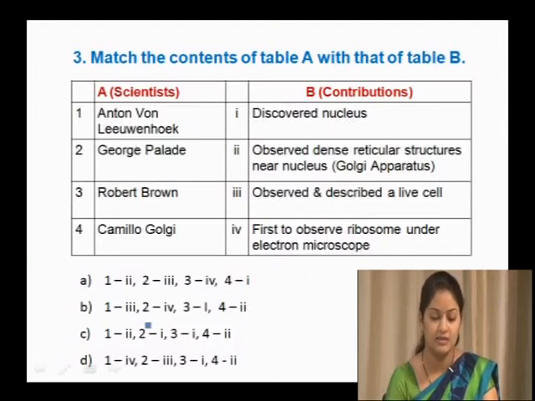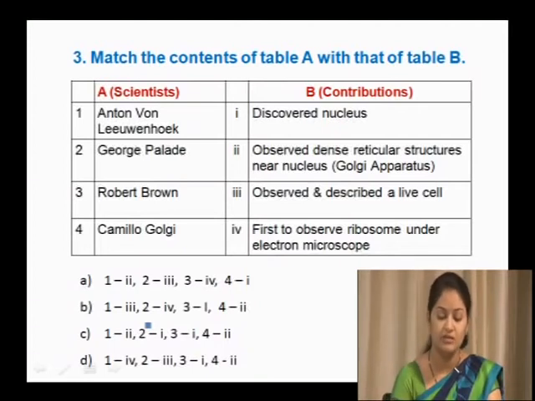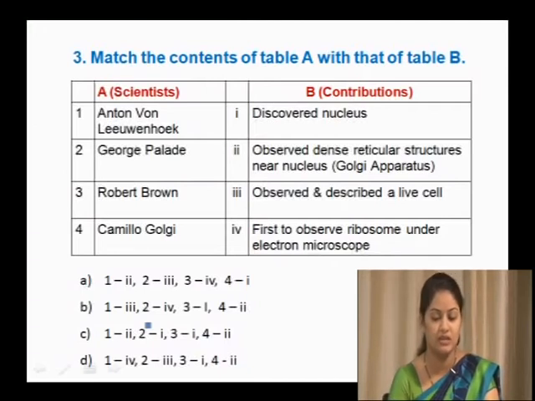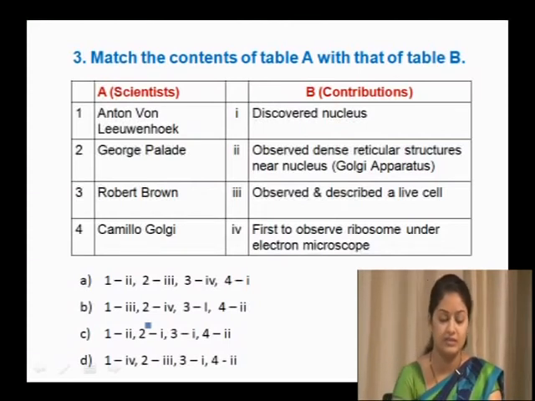Second scientist, George Palade, was the one to first observe ribosome under electron microscope. For the same reason, ribosomes are also referred to as Palade particles. Third one, Robert Brown. We all know that he is the discoverer of nucleus. And fourth one, Camillo Golgi, as his name indicates, is the one to observe the Golgi apparatus. So the answer which goes right here is option B.